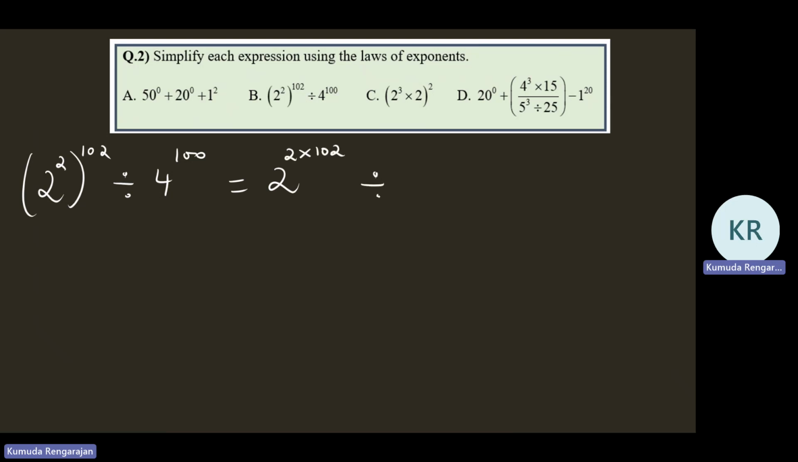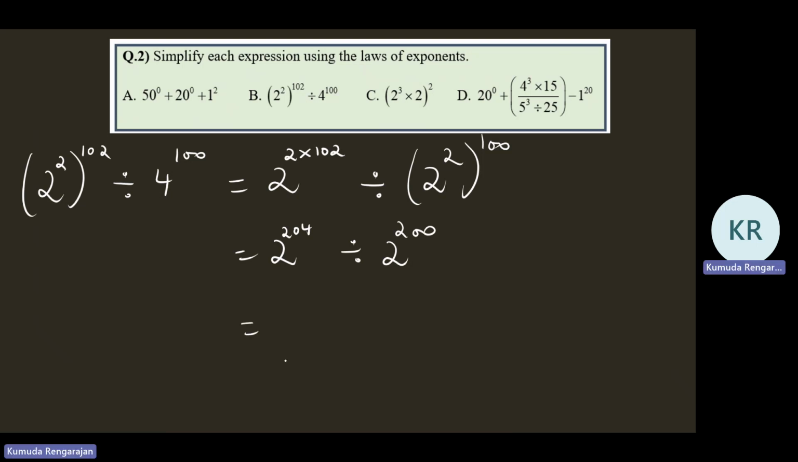Divided by, I'm writing 4 as 2 square. Before multiplying, you can write it like this, to the power 100. Ma'am, should we write it compulsorily? Yes, you can show the step. Now this is nothing but 2 to the power 204, divided by 2 into 100, you should multiply the powers. So 2 to the power 200.